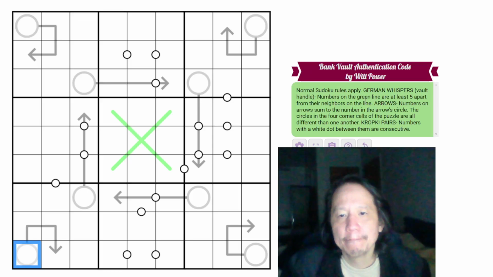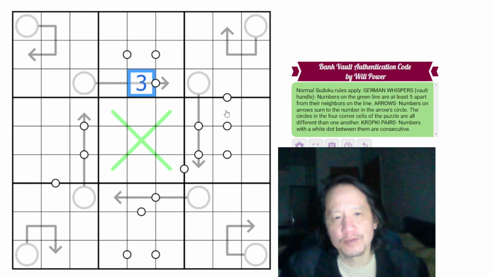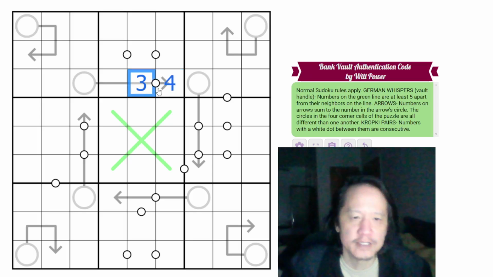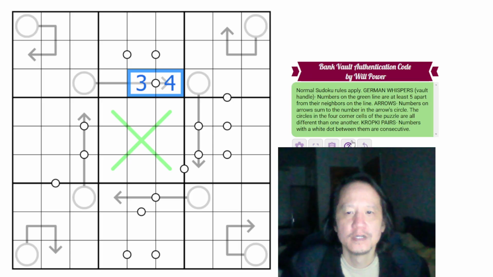Consecutive pairs. Numbers with a white dot between them are consecutive. So for example, if this were a 3, this would have to be a 2 or 4 to make sure that it's consecutive with each other. And those are all the rules. If you'd like to play along, there's going to be a link in the description. And now, I'm going to get started.